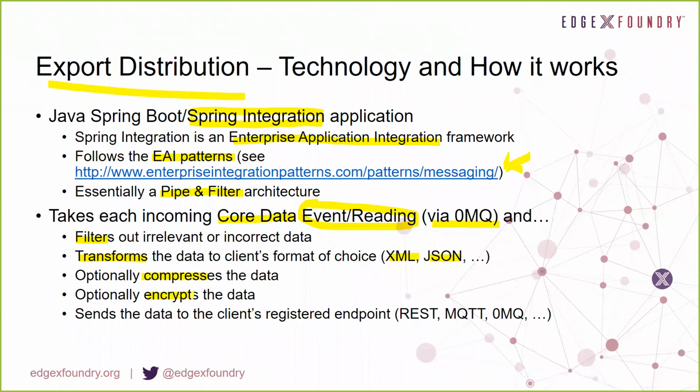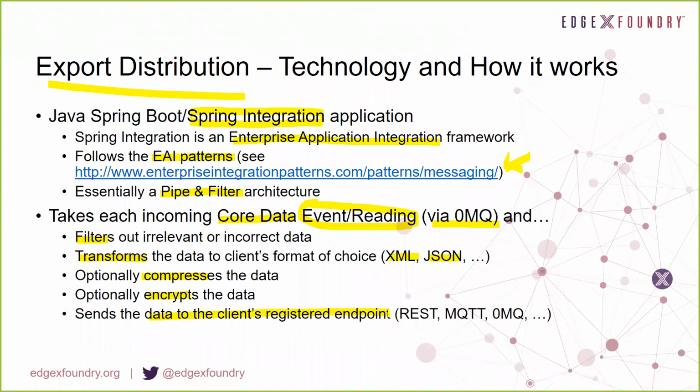At the very end of this process, the export distribution takes the data that it's filtered, transformed, compressed, and encrypted, all the work it's done to those particular events and readings coming out of core data. It then pushes those out to the registered endpoints, based again on what the export client has said for each client. Today we support REST, MQTT, and 0MQ. There's no reason in the future we couldn't allow for other types of endpoints, maybe a DDS endpoint, or maybe we want to do some sort of secure endpoint, which we'll talk about coming up at the end of the discussion today.